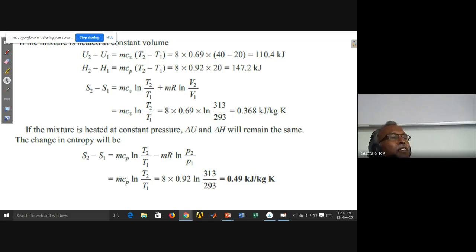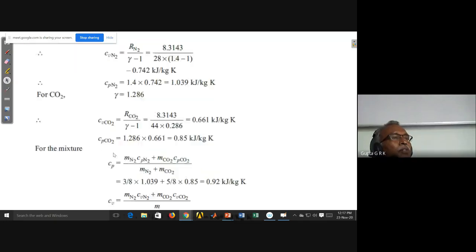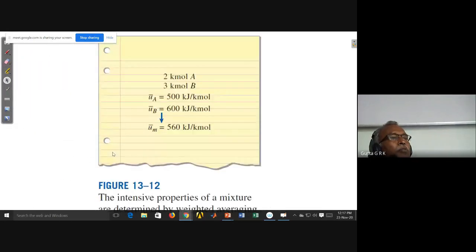Because previously it is done at constant volume, the volume term will not be there, and only m Cv ln T2 by T1 will be there, and I get this. And if the mixture is heated at constant pressure, I use the other formula, m Cp ln T2 by T1 minus m R ln P2 by P1, and because it is constant pressure, this term will not be there. We will get m Cp ln T2 by T1. So in the previous formula we use Cv, and here we use Cp. Like that, I can find out the change in entropy of the mixture. So that is the way I have to solve a problem of the mixture.